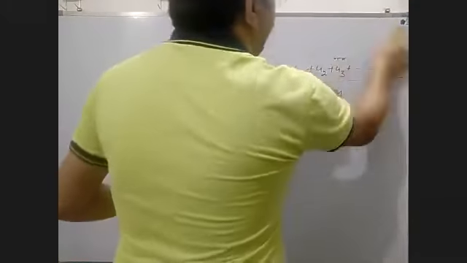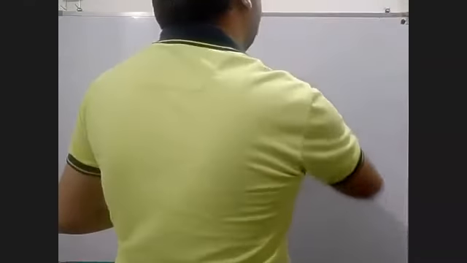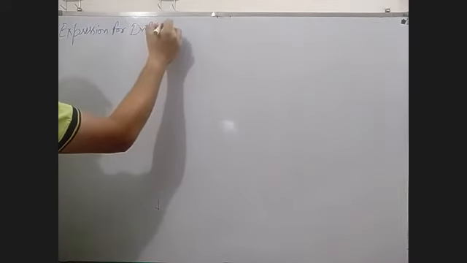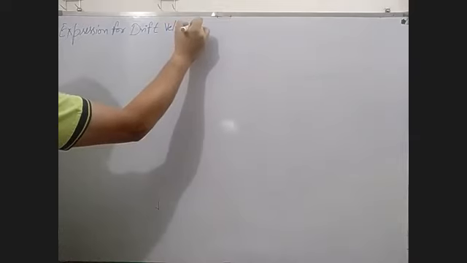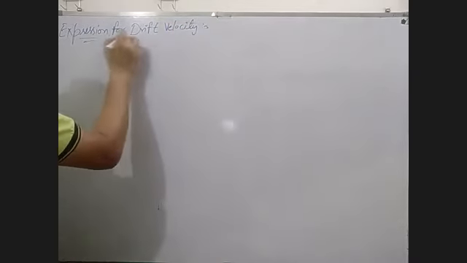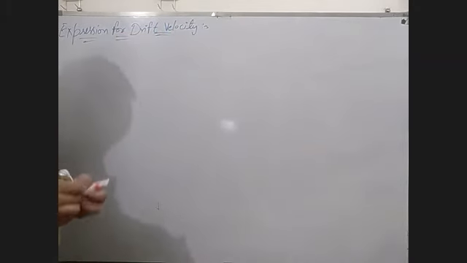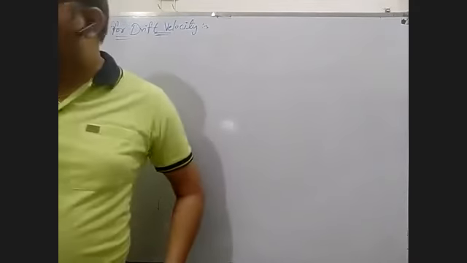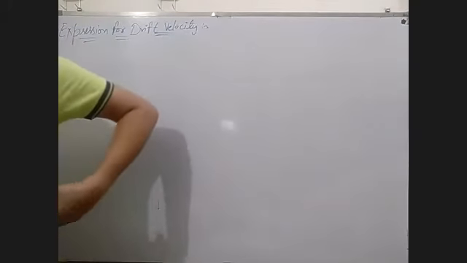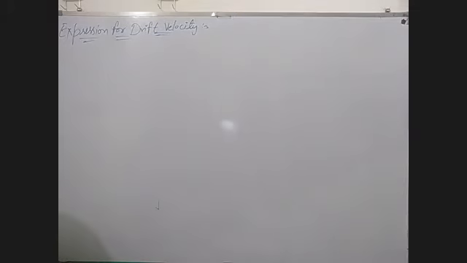Expression for drift velocity. In this we have to determine a formula by which we can calculate the value of drift velocity in a conductor.